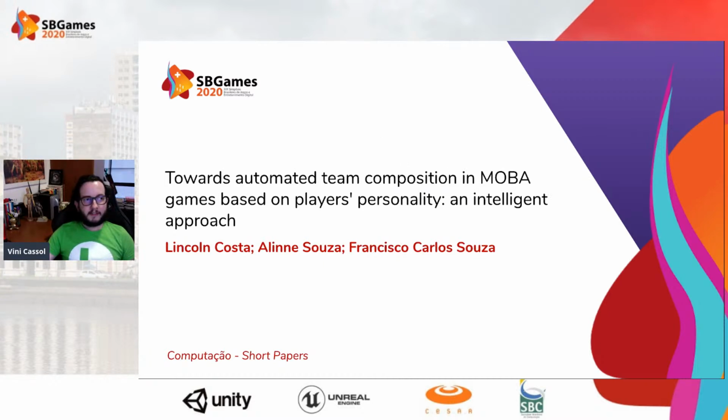So the following paper is Towards Automated Team Composition in Mobile Games Based on Players' Personality, an Intelligent Approach.